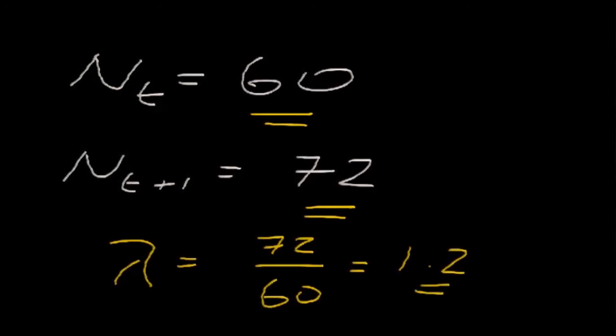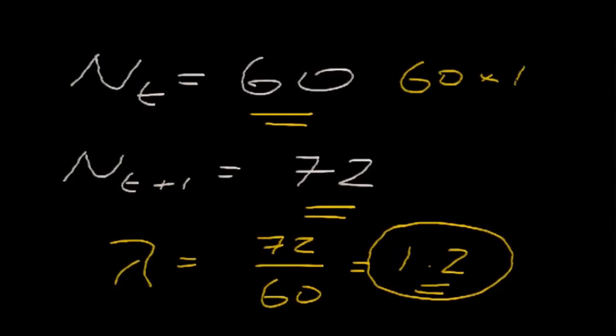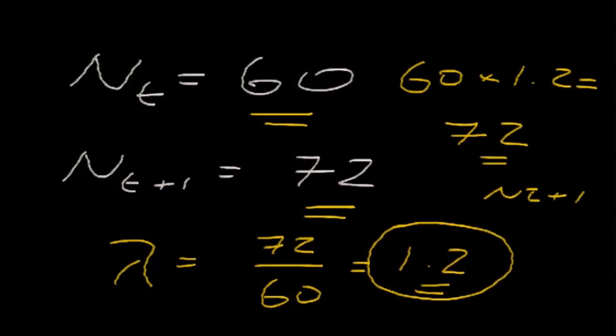Now we can think of this in different terms as well. If we know what the value of lambda is for our population, and we multiply that by our population, we then arrive at what we expect our population to be one time step in the future. That's what we'd expect to be nt plus 1, 72 individuals.